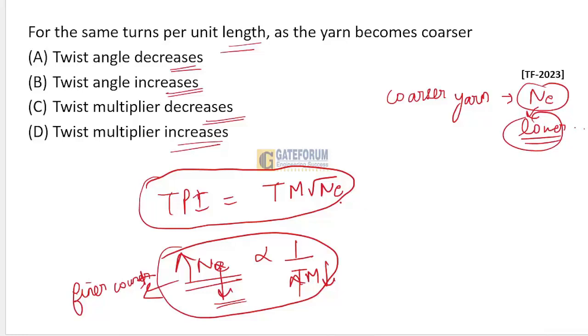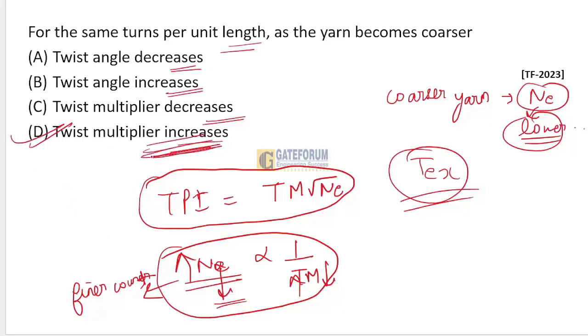And the direct count system is tex. So if tex increases, it means the fiber coarseness increases. If the tex decreases, then the fiber is finer. So option D is the correct option.